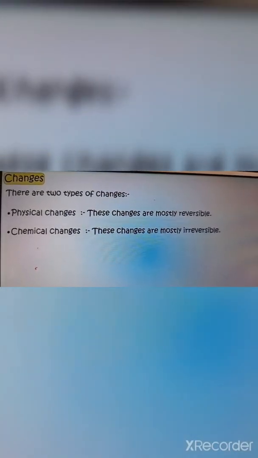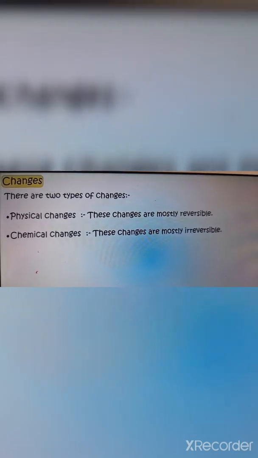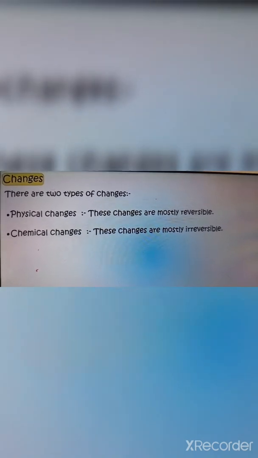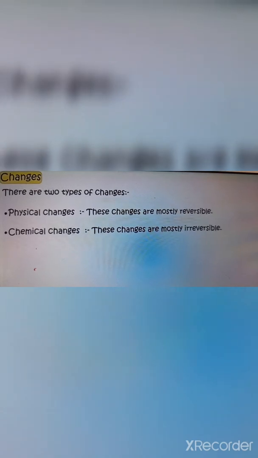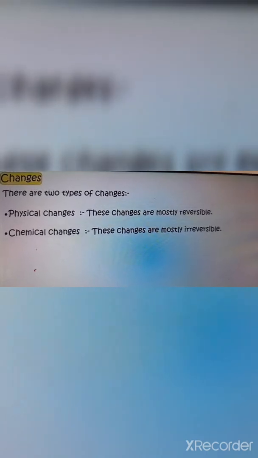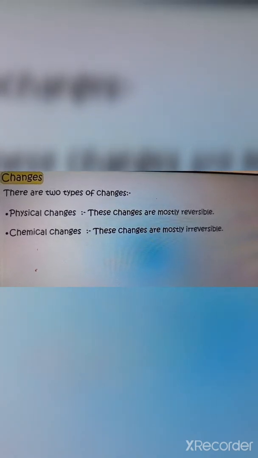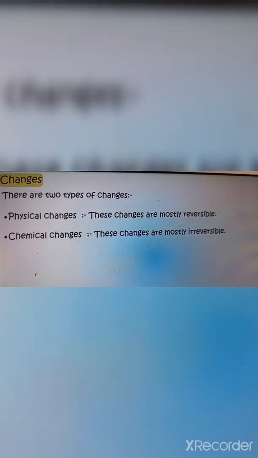So children, today we have learned about solubility and changes of matter. So there are two types of changes. Physical changes: these changes are mostly reversible. And chemical changes: these changes are mostly irreversible. So just revise today's topic, and see you in the next science tutorial class.